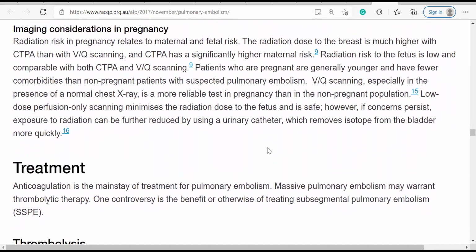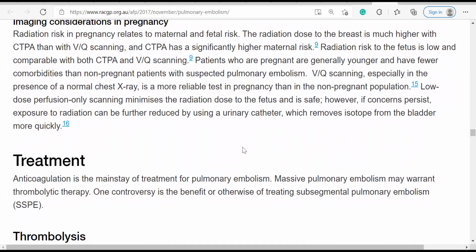Now, one of the problems that happens is pregnancy. In pregnancy, we would rather go for a VQ scan. Also, a VQ scan is not very commonly available in all hospitals, whereas CTPA is available in most of the hospitals. So availability is also an important part.